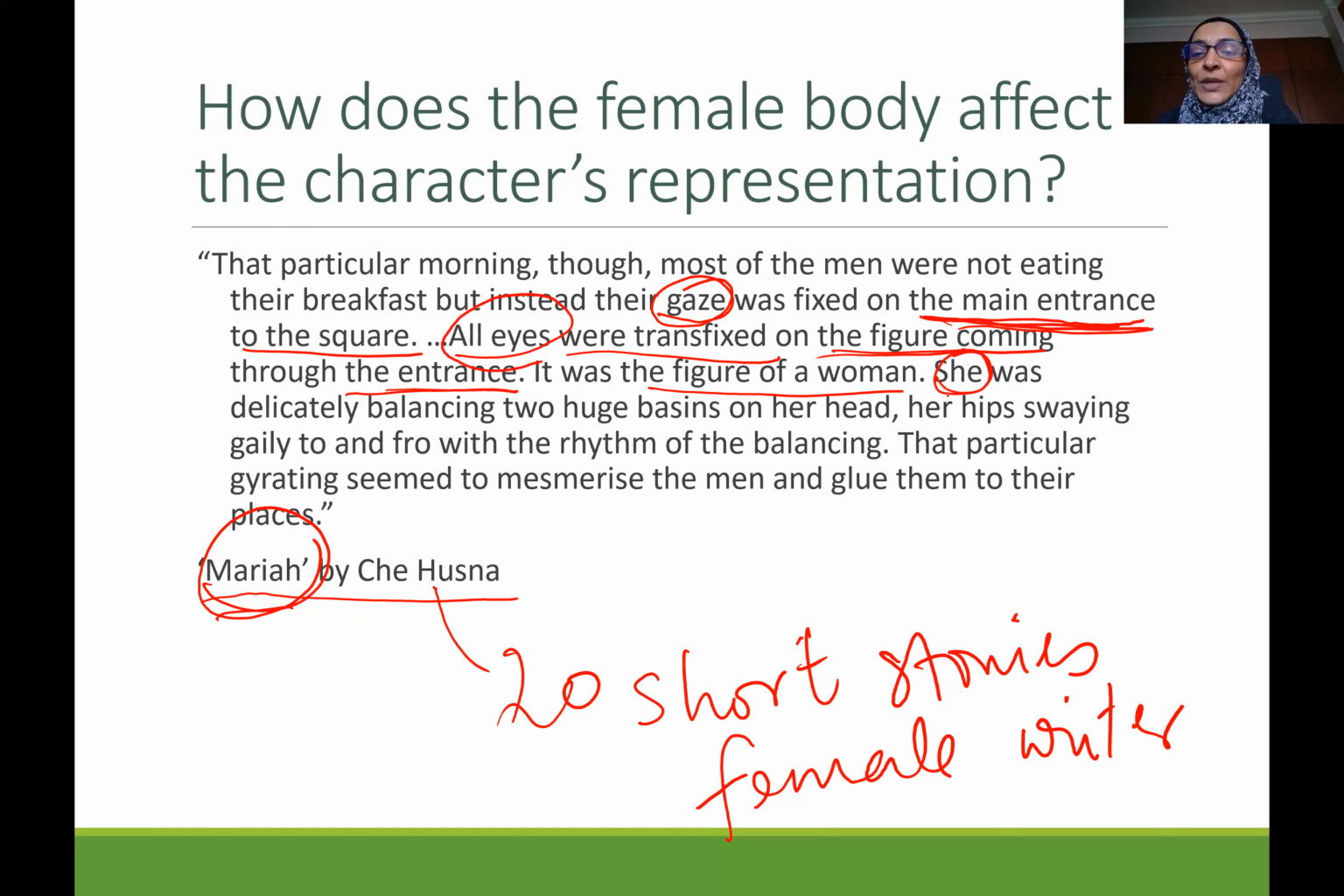And what is the woman doing? She's walking, delicately balancing two huge basins on her head, her hips swaying gaily to and fro to the rhythm of the balancing. That particular gyrating seems to mesmerize the men and glue them to their space.